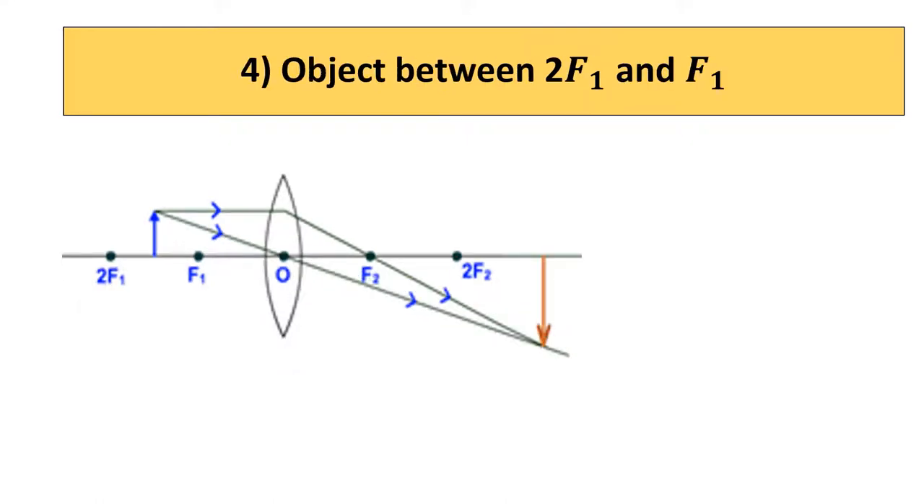Now when the object is placed between 2F1 and F1, this is the object and it is placed between 2F1 and F1. Let this be incident ray 1 and this be incident ray 2. Incident ray 1 is parallel to the principal axis and it is passing through the focus. And ray 2 is passing through the optical center and hence it goes straight. These two refracted rays will meet at this point and an image is formed at that point. This image is magnified and it is obtained beyond 2F2, on the other side of the lens. Here the image is real, inverted and magnified.